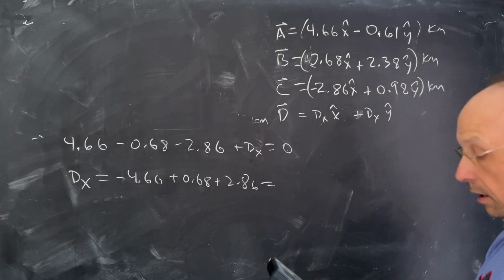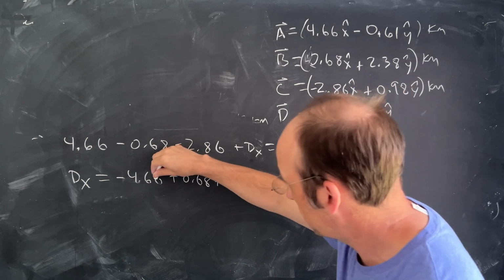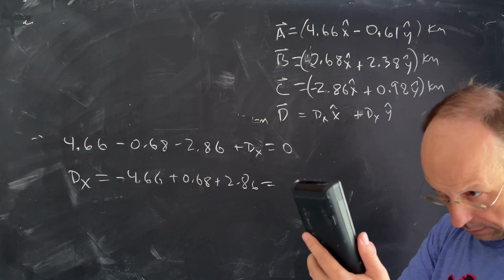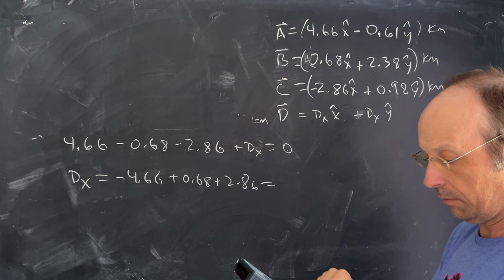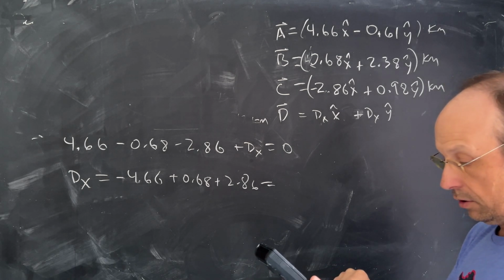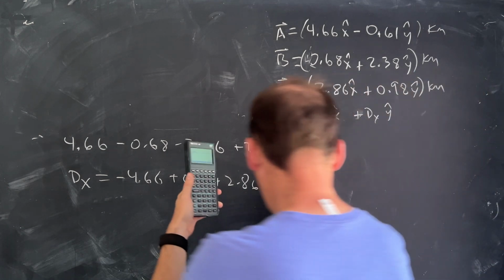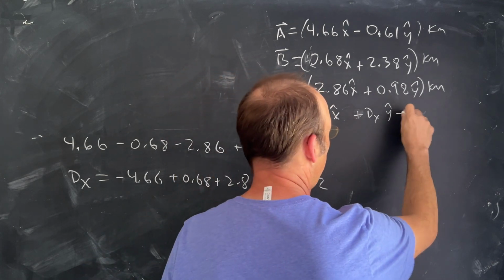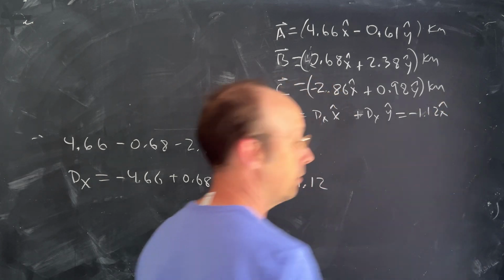So 4.66 negative 0.68 plus 2.86 plus. And I get negative 1.12. So let's write that over here, negative 1.12 x hat.